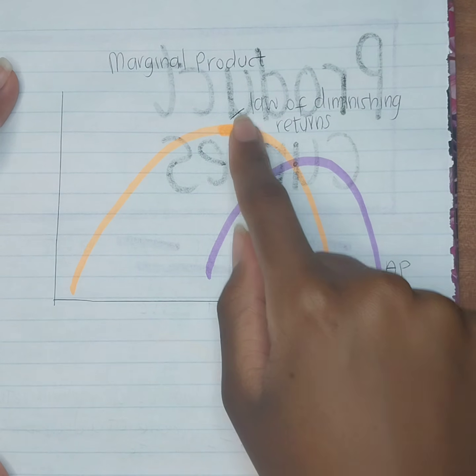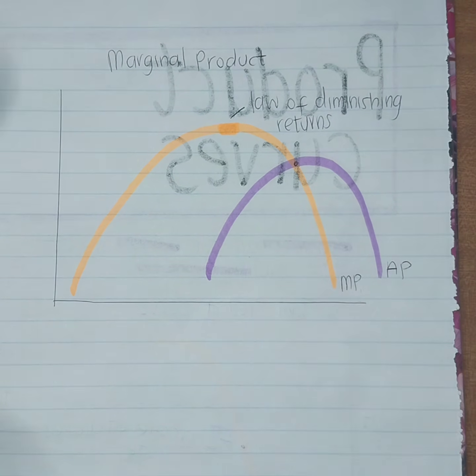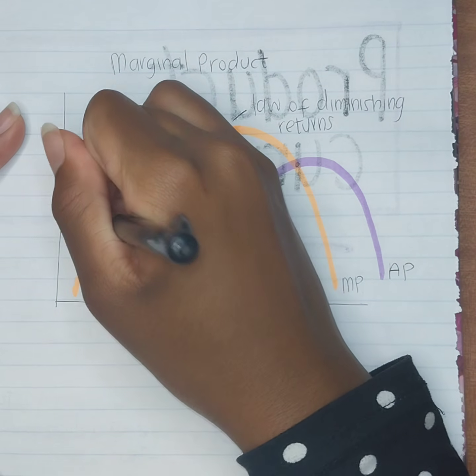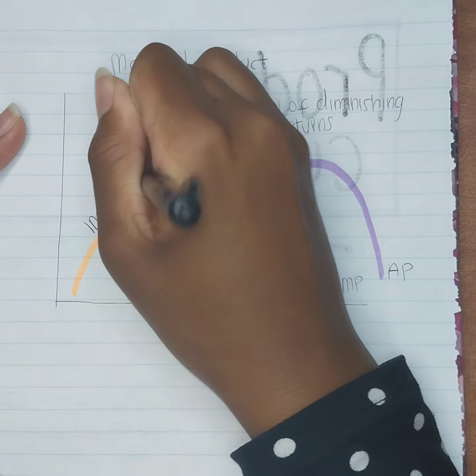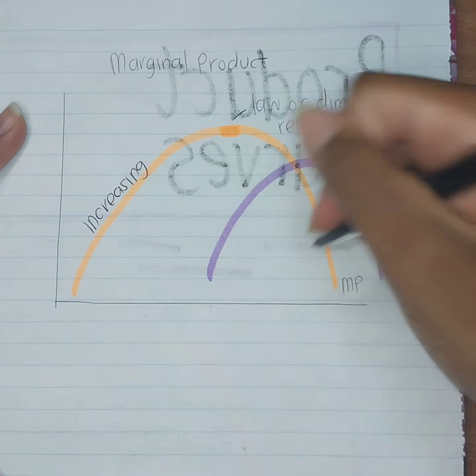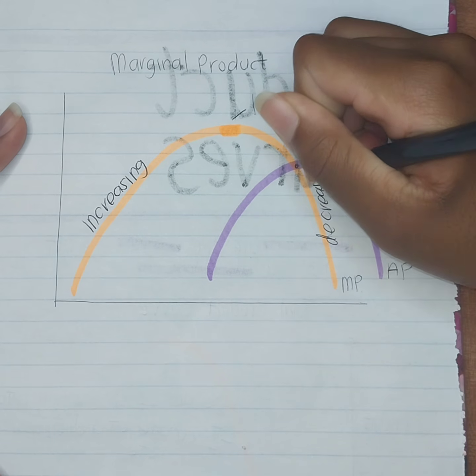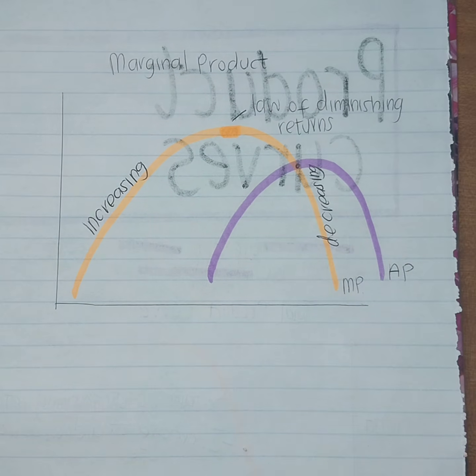So your marginal product will also decrease, right? So it's increasing at an increasing rate. This is the increasing segment, and then at a decreasing rate now. So basically that's what happens.